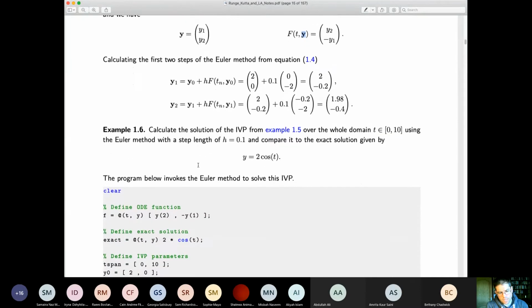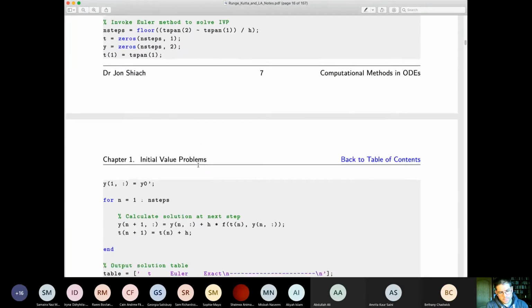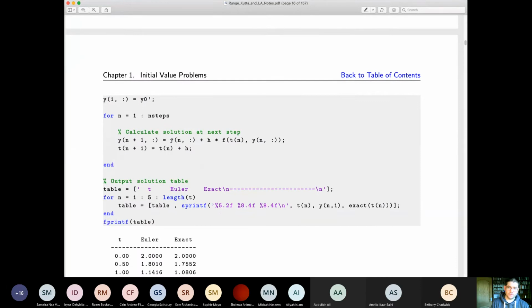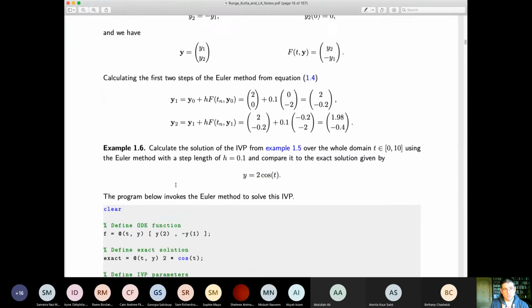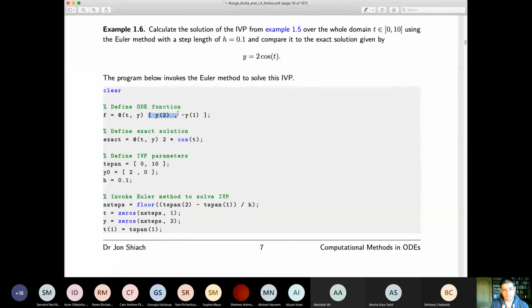If we scroll down, you can see this is the Euler method for solving a system of equations. The change is this bit here. If we had a single ODE, we wouldn't require the comma and then a colon. But in our case, we have a system of ODEs, and I've defined the system here. What I think I'll do is bring up MATLAB and show you a different example.